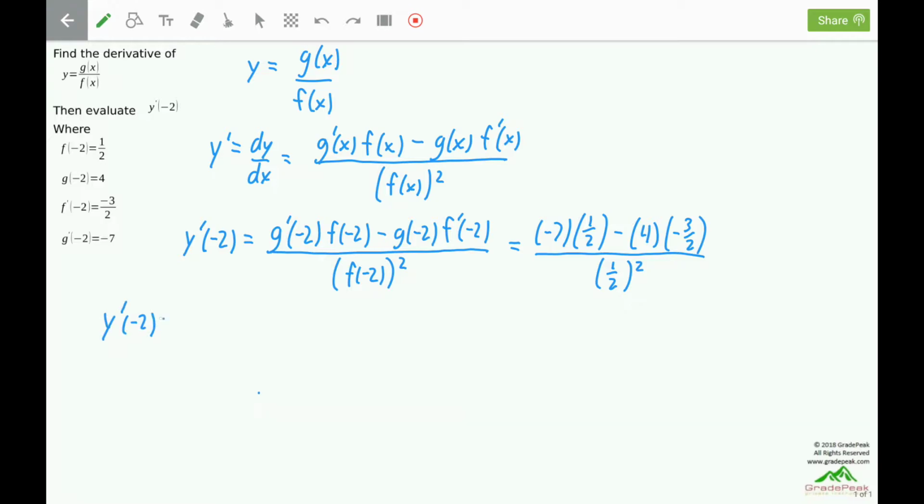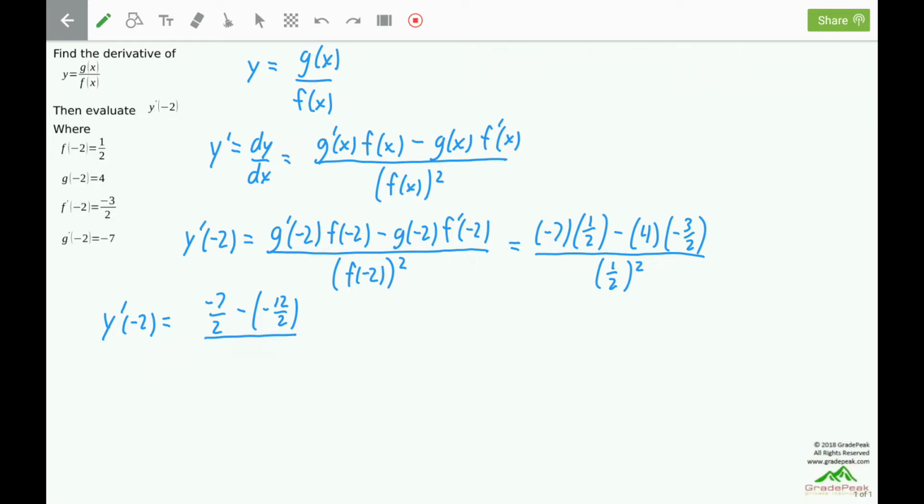So y prime of -2 will be, in the numerator, we have a -7 times a 1/2. We can think of that as -7 over 1. -7 times the 1 is -7 over 2. And then we have a 4 times a -3/2. 4 times the -3 is -12 over 2. And that's being subtracted. And this entire thing over 1/2 squared.